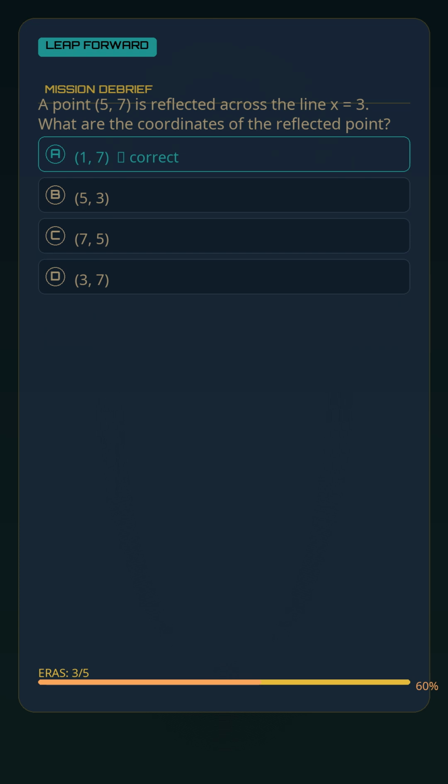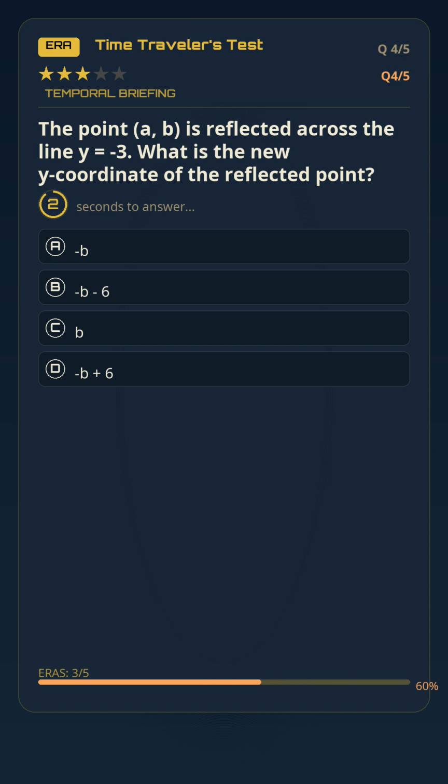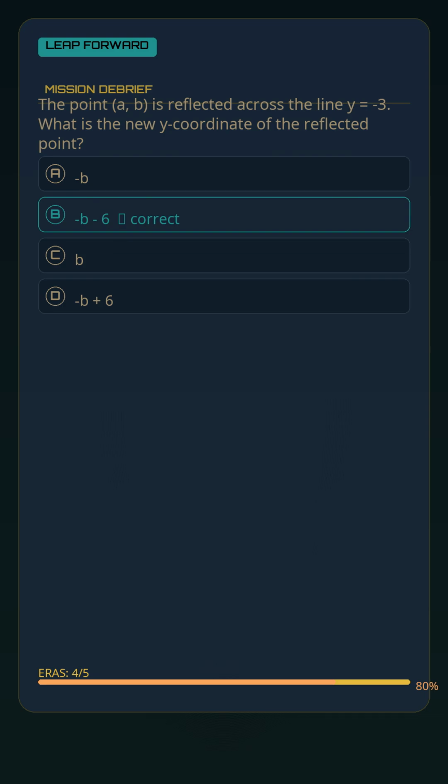remains the same. The point (a,b) is reflected across the line y = -3. What is the new y-coordinate of the reflected point? The correct answer is B. The line y = -3 is a horizontal line. The reflection across this line will change the y-coordinate from b to -b-6, since the distance from b to -3 is b + 3, and the same distance on the other side of -3 is -3 - (b + 3) = -b-6.